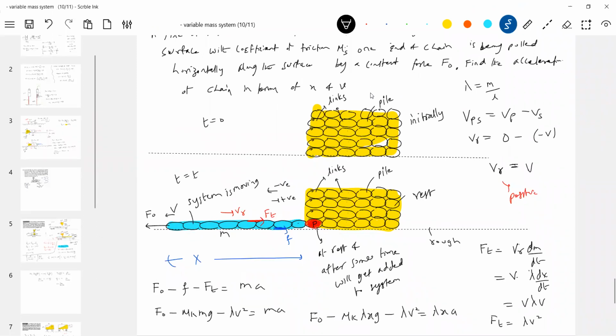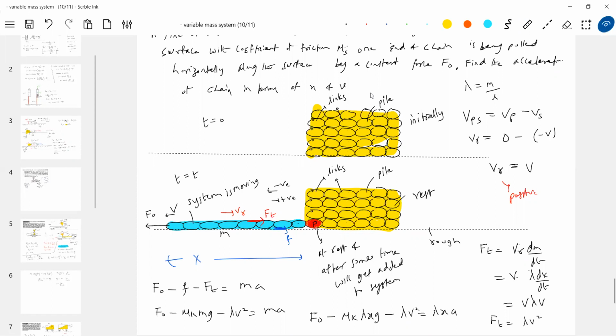Now, what about the pile? Will there be any friction on the pile? I'm asking a very good question here. Thrust force is what? On the system. So an equal and opposite force should also act on the pile. Now look at the pile. The mass of the system is decreasing, no? So will there be any thrust force acting on the pile? Yes, it will act here.